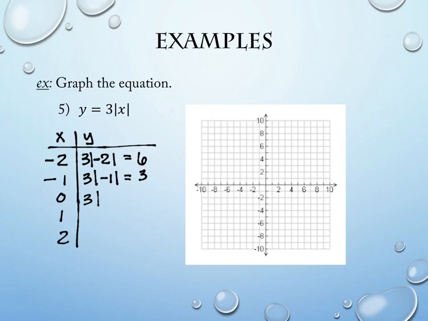Now we're going to do 3 times the absolute value of 0. The absolute value of 0 is just 0. There is no distance from 0 to itself; it's a 0 distance. And then 3 times 0 would be 0.